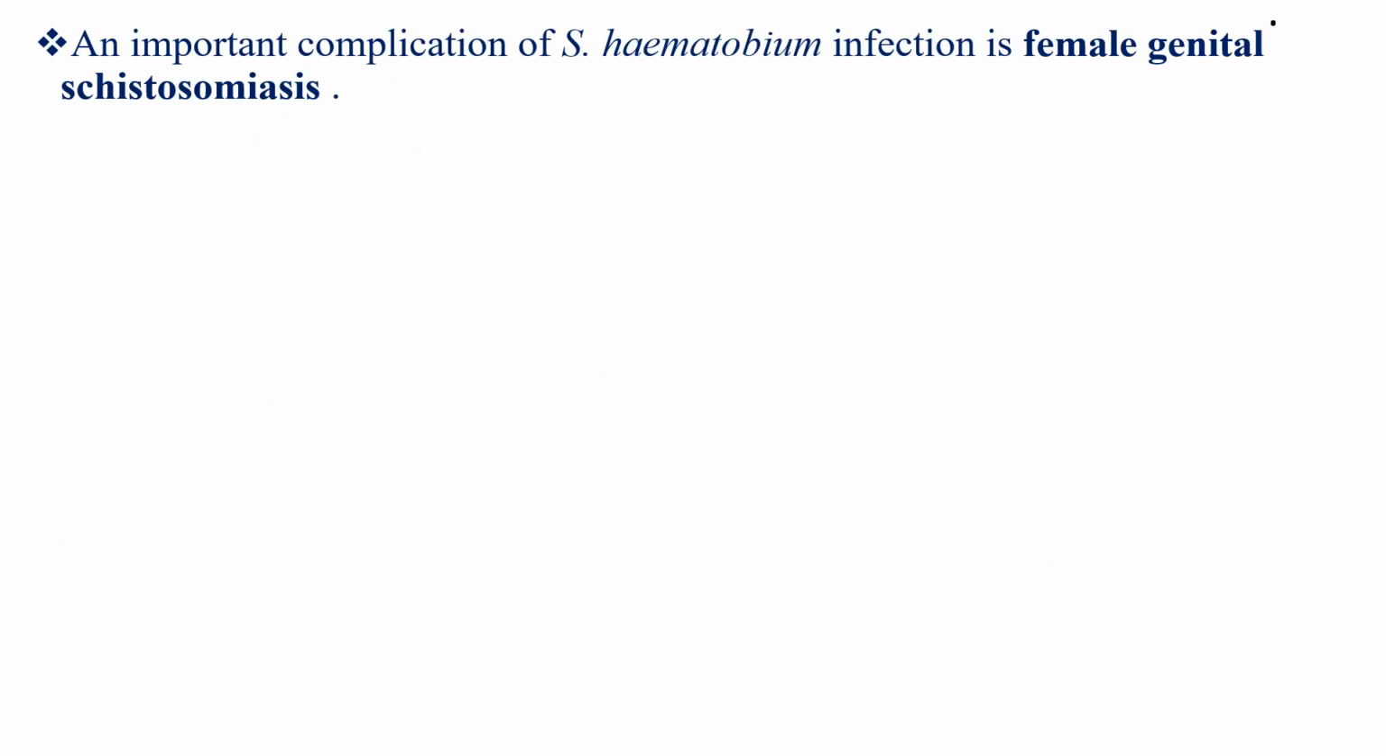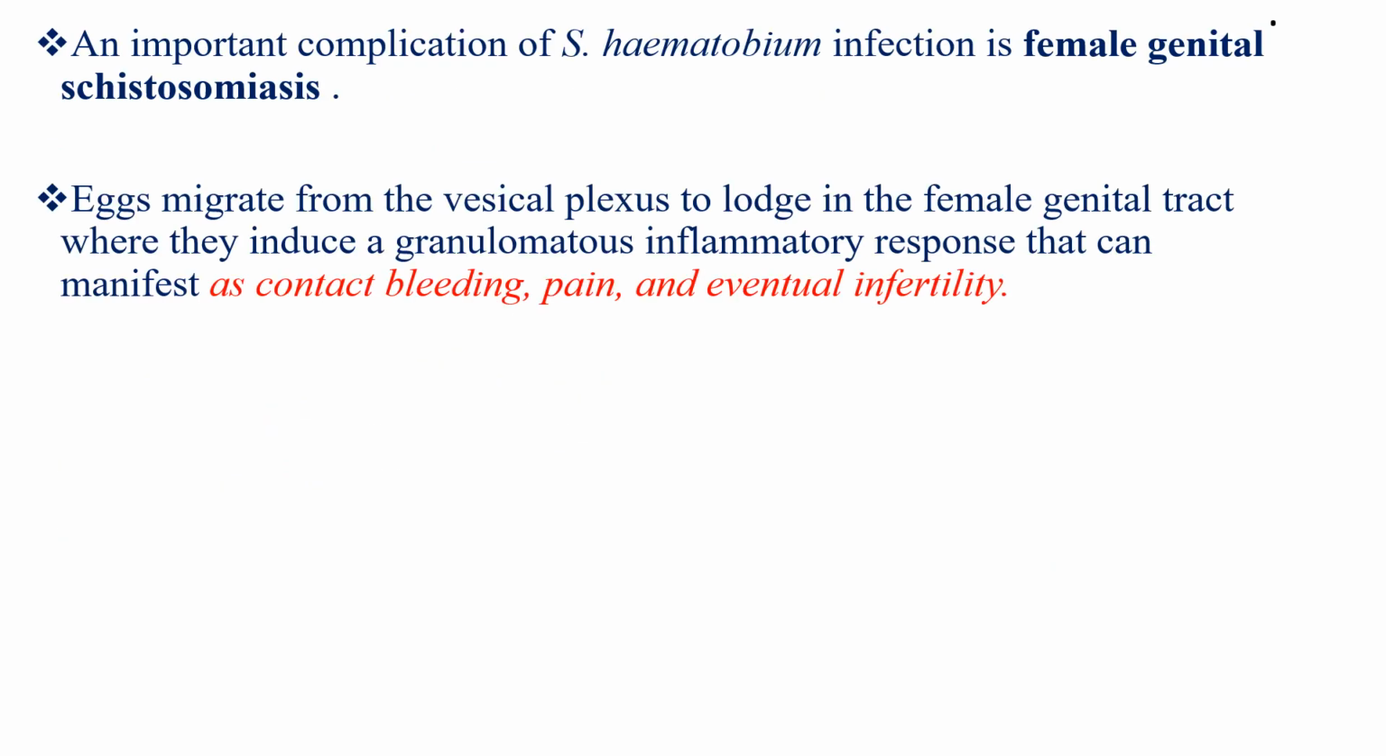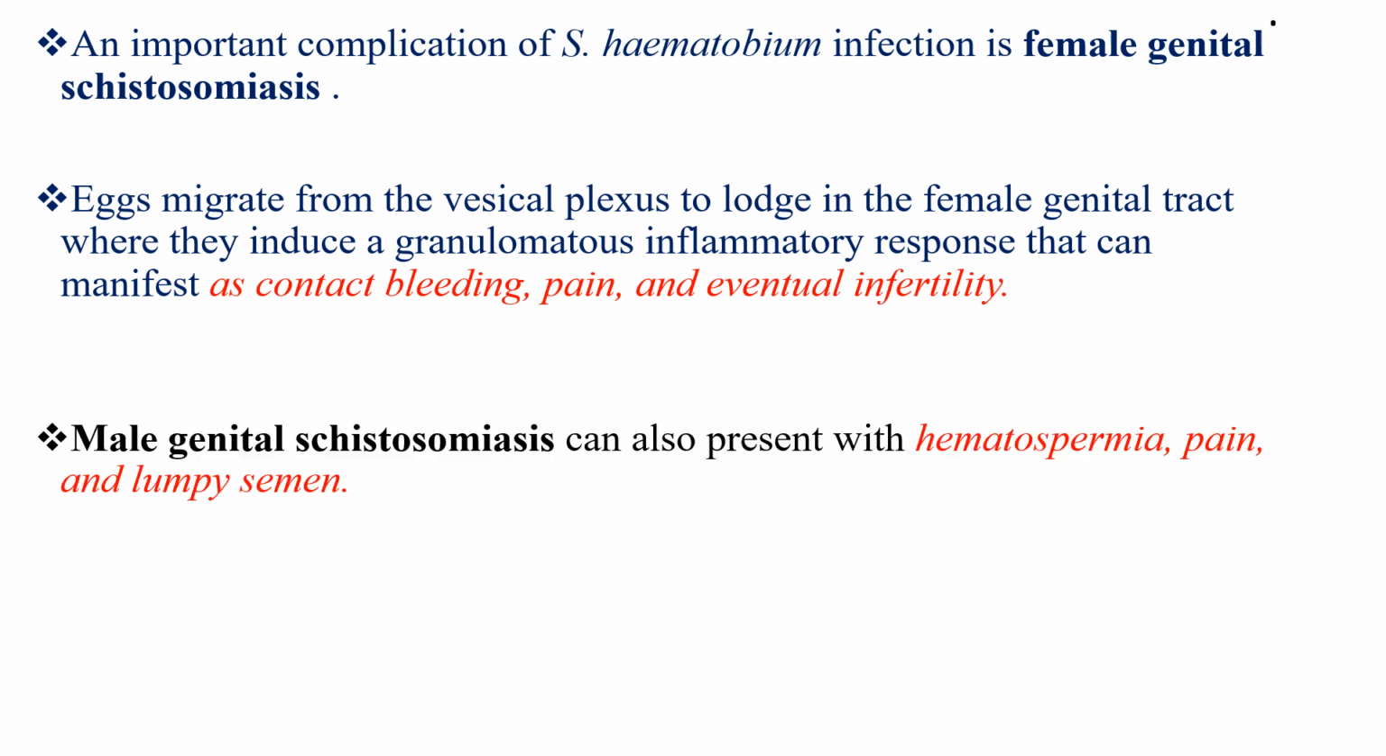An important complication of Schistosoma haematobium infection is female genital schistosomiasis. Eggs migrate from the vesical plexus to lodge in the female genital tract, where they induce a granulomatous inflammatory response. This can manifest as contact bleeding, pain, and eventual infertility. Male genital schistosomiasis can also present with hematospermia, pain, and lumpy semen.